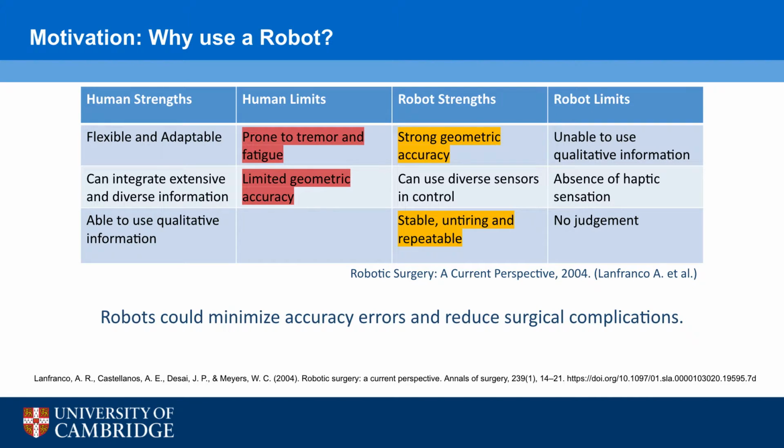We have limited geometric accuracy, we are prone to tremor and fatigue, and although we have a lot of strengths as well, if we can complement our limitations with the robot's strengths, with their strong geometric accuracy, the fact that they're stable and untiring, we hope to minimize accuracy errors and reduce surgical complications.